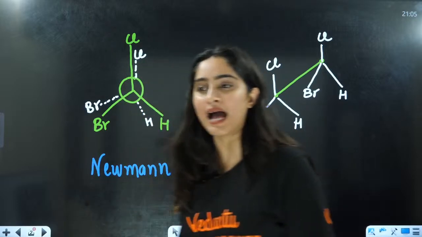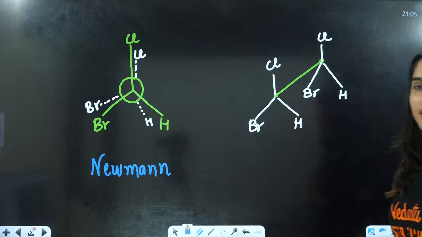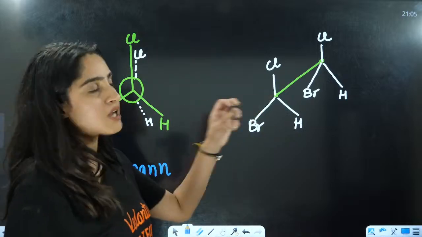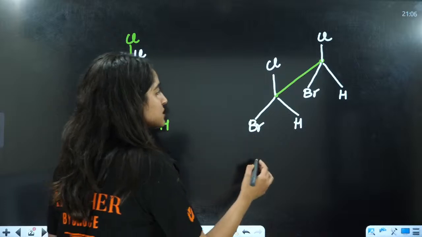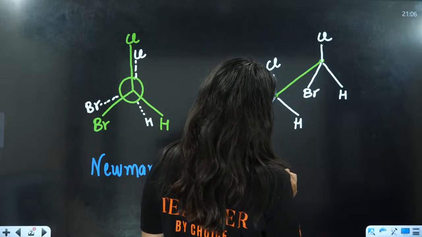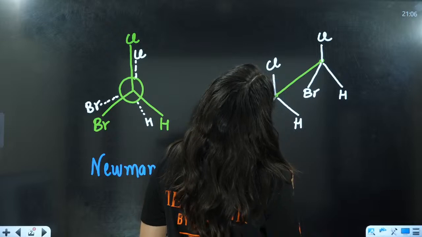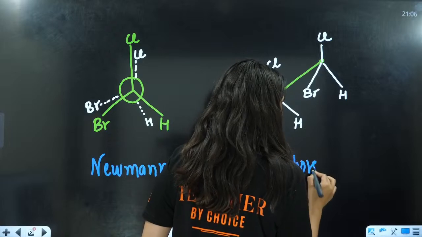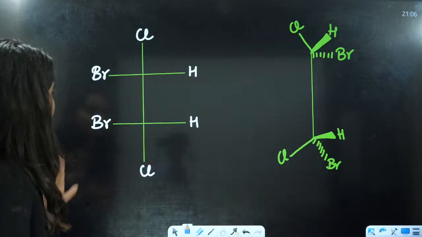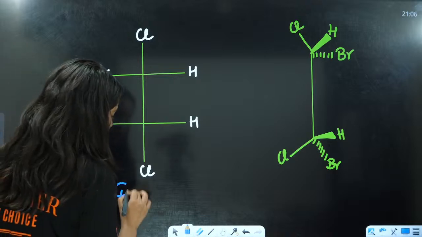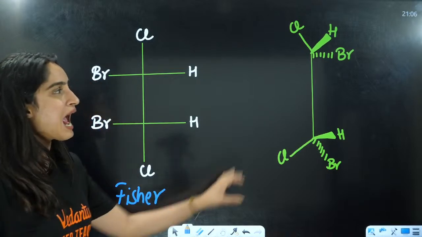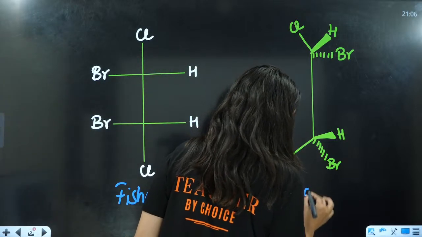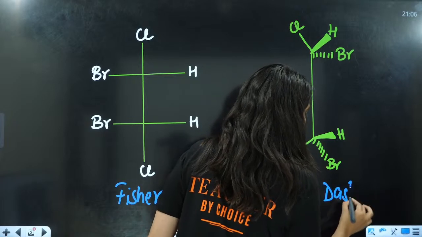Okay, this is Newmann structure. Now what is this, beta? This is the Newmann's projection, not structure. Now what is this structure? This is called, wait, not wedge dash, this is called Sawhorse projection. Then we have this one, this is called Fischer projection. And this thing is called wedge dash projection.